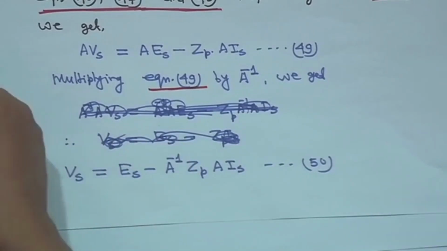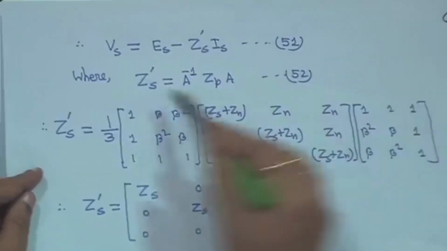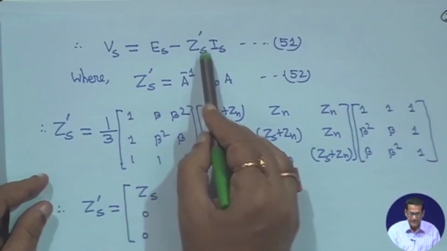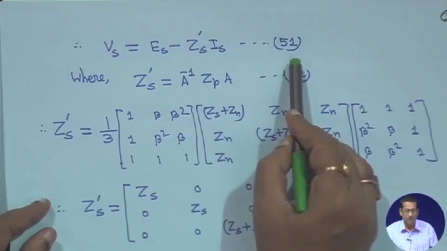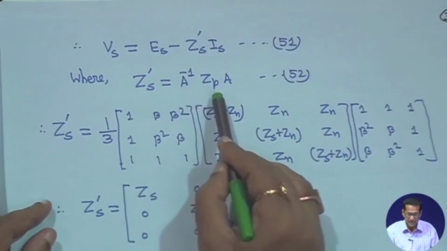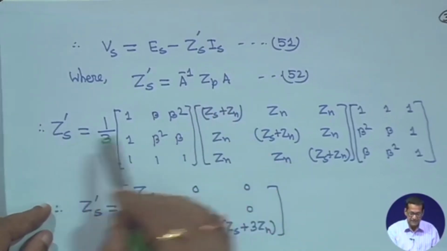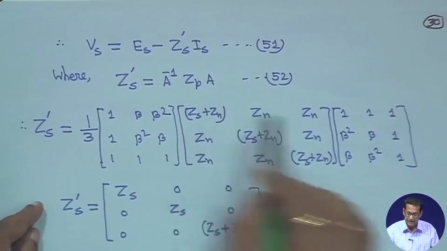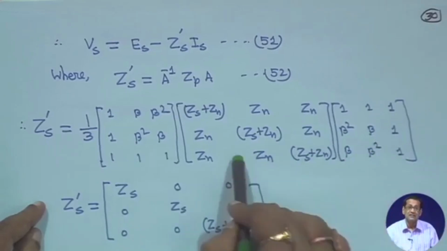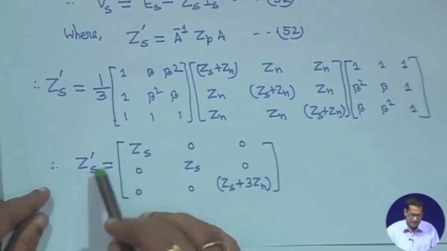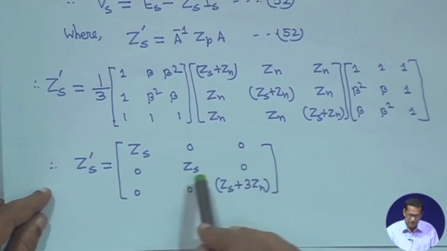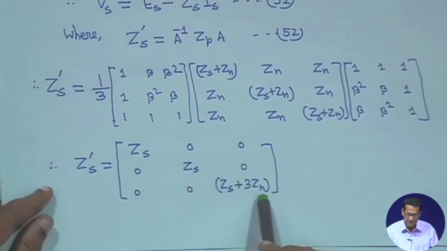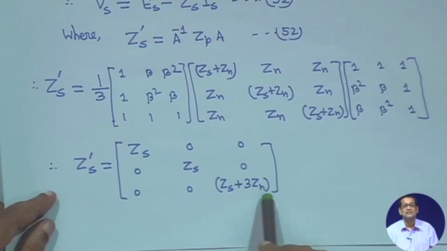Then we can write Vs is equal to Es minus Zs dash Is, this is equation 51, where Zs dash is equal to A inverse Zp into A. So Zs dash is equal to this A inverse, which we have already defined, this Zp matrix, and this A matrix. If you multiply all this, you will get Zs dash is equal to Zs 0 0, 0 Zs 0, and 0 0 Zs plus 3 Zn. So this is your Zs dash.